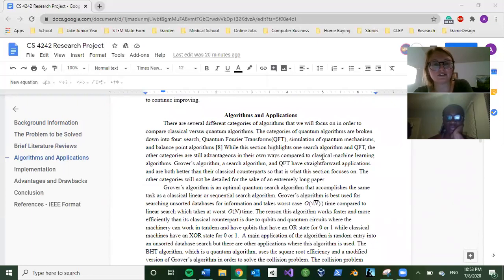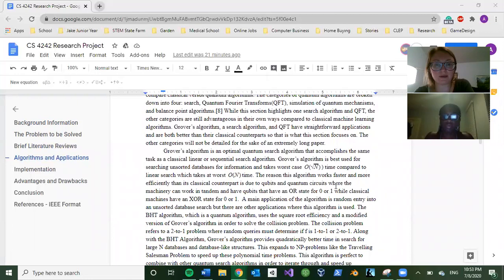So the algorithms and applications in quantum machine learning are split into 4 categories: search algorithms, quantum Fourier transforms, simulation of quantum mechanisms, and balance point algorithms. We focused on Grover's search algorithm and QFT as the main points of this research paper.